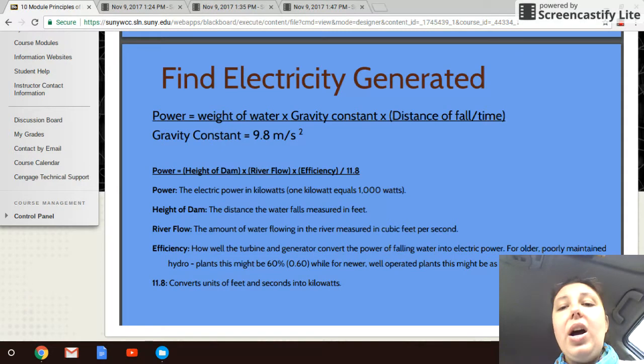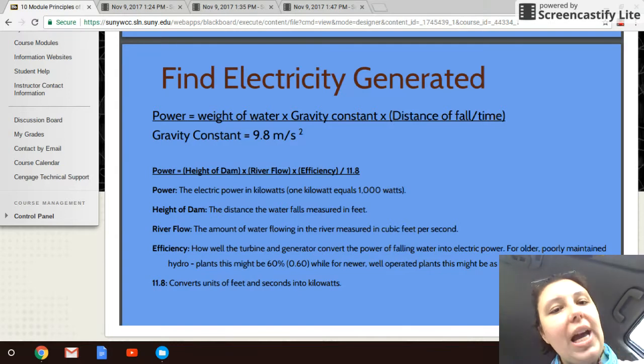As far as finding electricity, the gravity constant is the one that you're going to use to determine the amount of electricity. And once again, this is maximum. Your efficiency will go down, so you have to take into account your efficiency. But this gives you your maximum amount of power that you can produce.